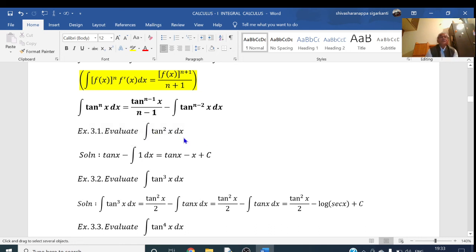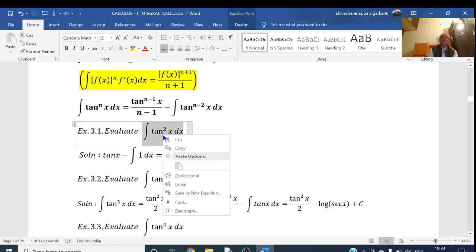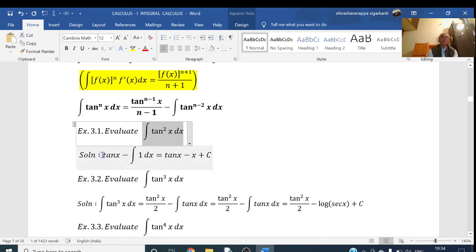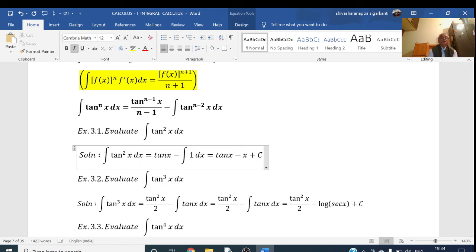So the integration of tan square x is equal to, we have got, the integration of tan square of x dx is equal to tan x minus x plus c. This is the integration of tan square x.